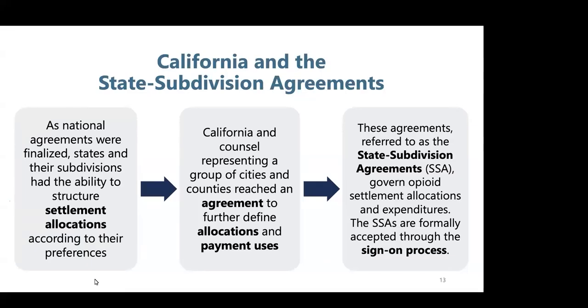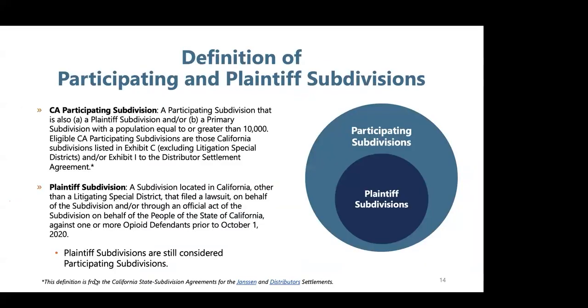So we refer to these agreements as the state subdivision agreements. Not all states have a state subdivision agreement, but California does, and it does include more specific restrictions and information regarding California, but it works in tandem with the national agreement. So you can think of it as us having two governing documents related to the restrictions and uses of these settlements. Next slide, please.